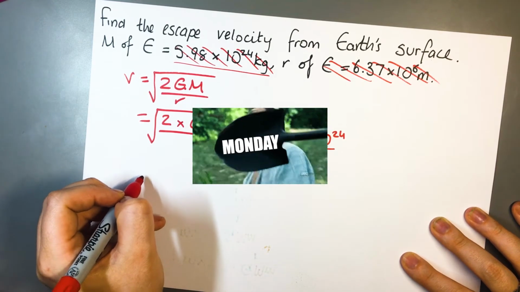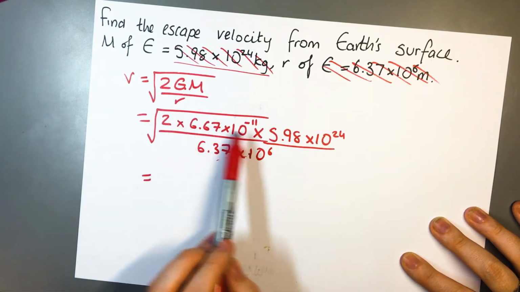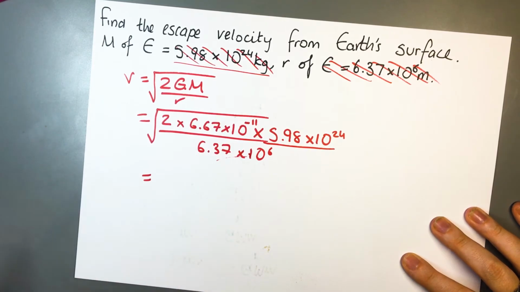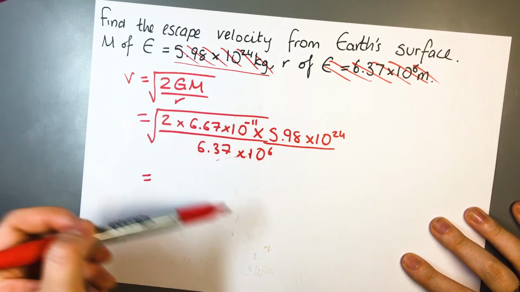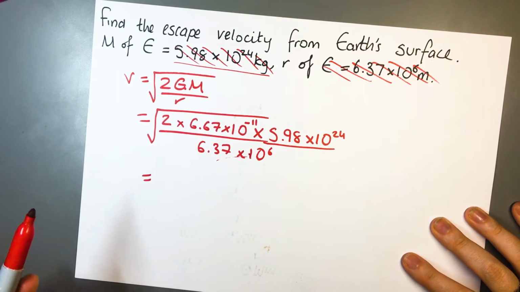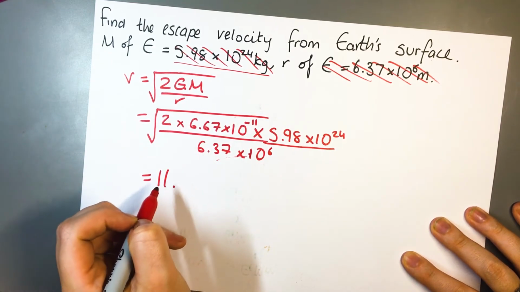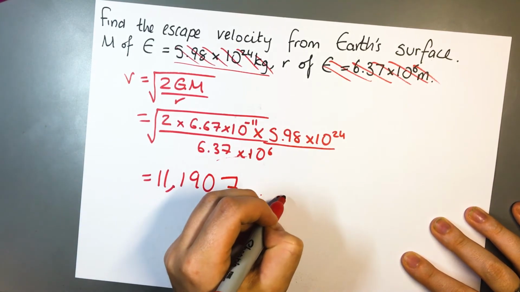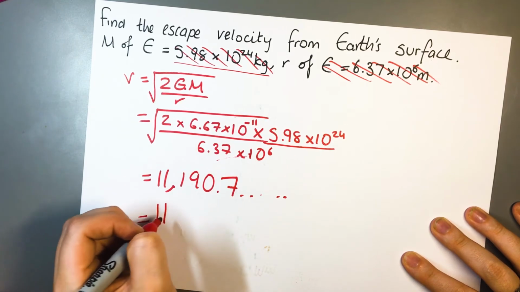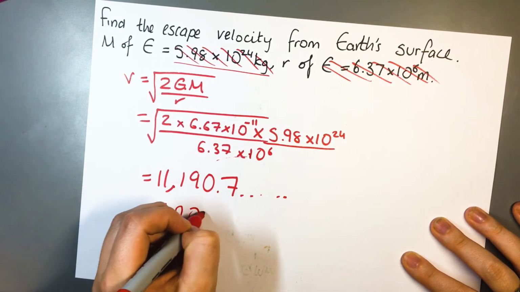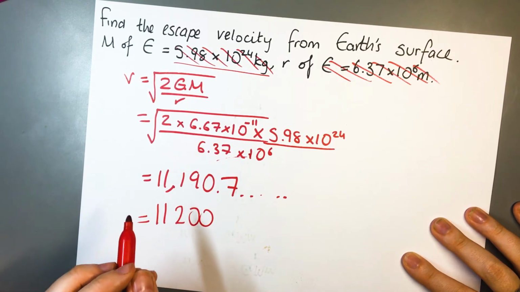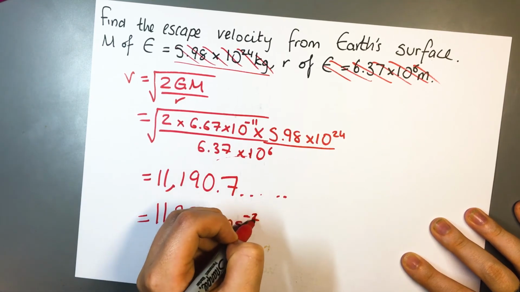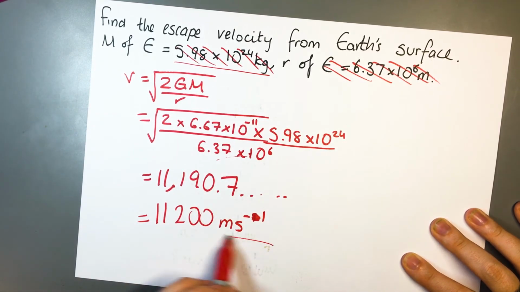If you smack that all into a calculator, it's sometimes worth doing the top, then dividing it by the bottom, pressing equals, and then square rooting it. It's less likely to cause a calculation error. So do it all at once, then do it the other way just to double check yourself. And that comes out to be 11,190.7 and so on. That gives me 11,200 meters per second if I round it to 3 significant figures.